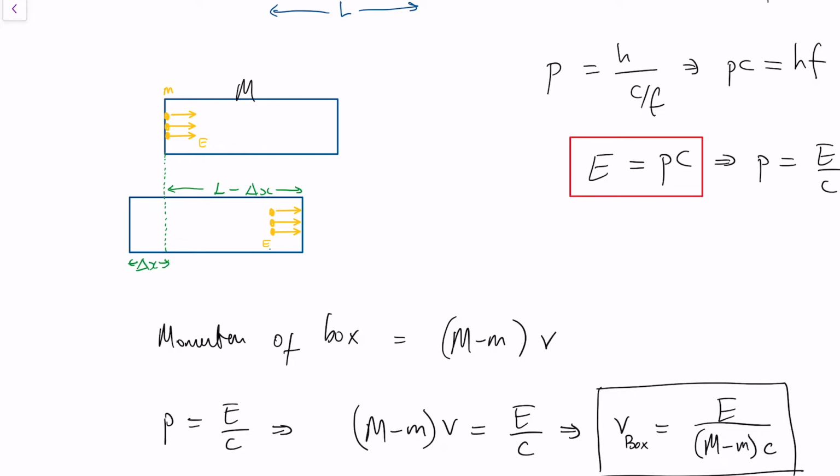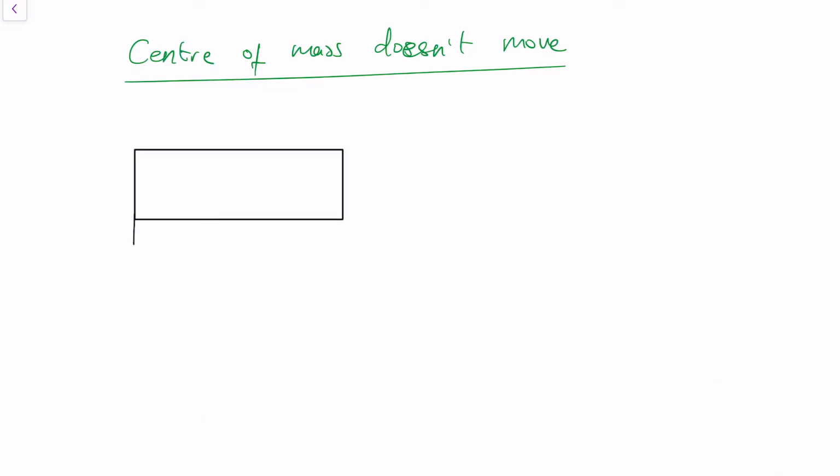So, and also we're taking the mass of the photons to be, of course, if you think about it, very small, almost insignificant. So we will treat the center of mass as if it doesn't move. Okay, so let's take this to be origin initially.